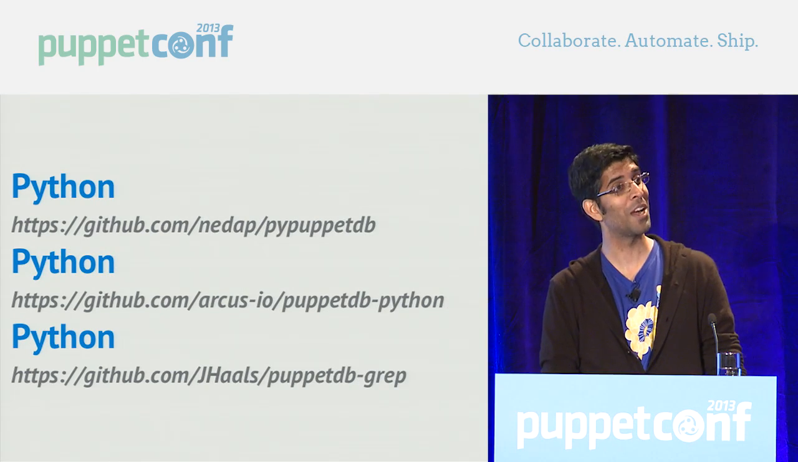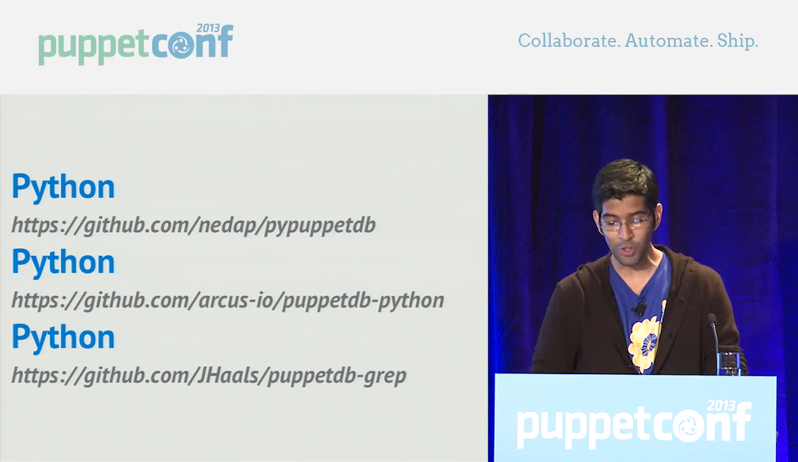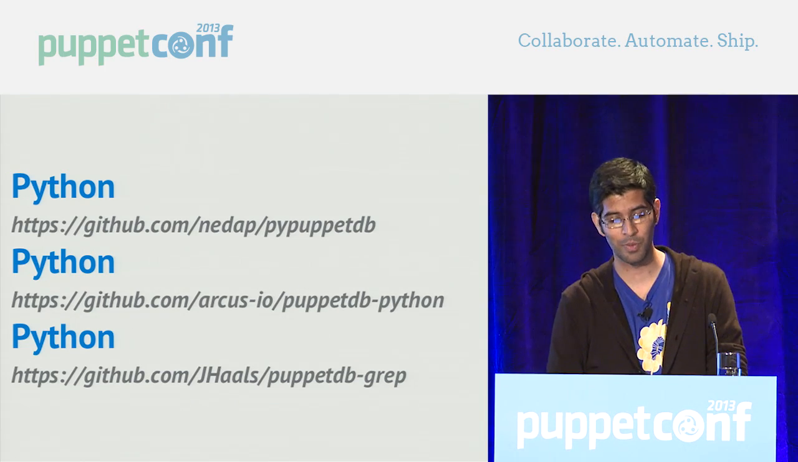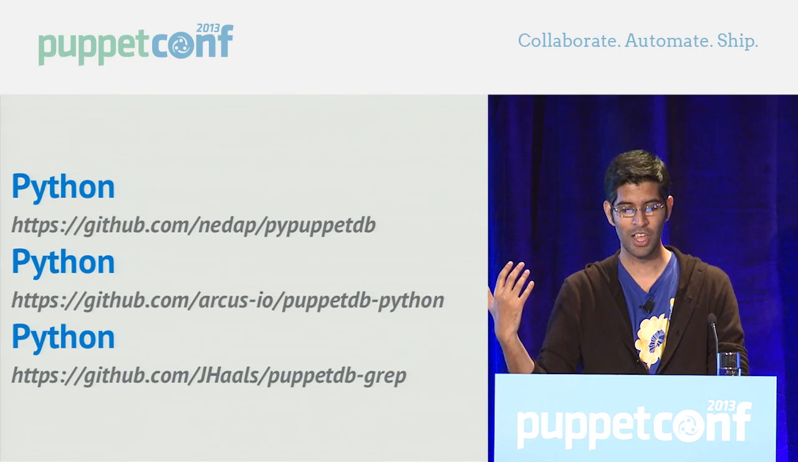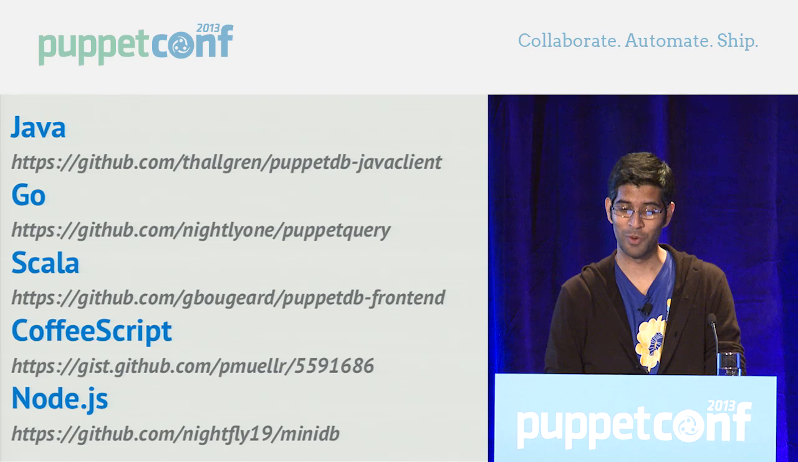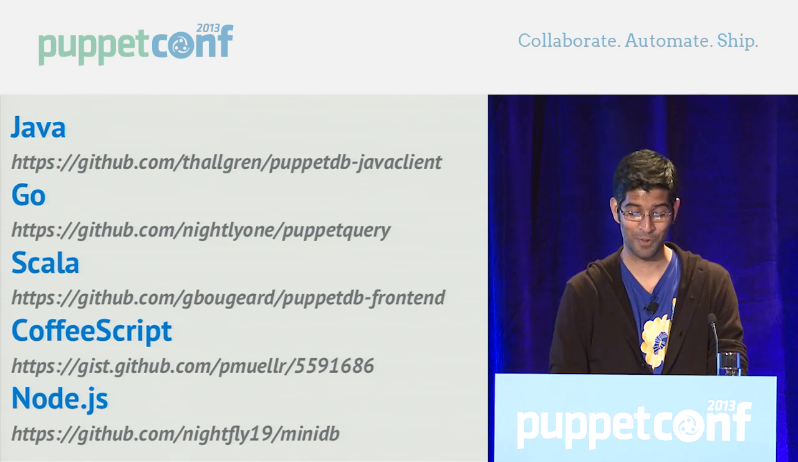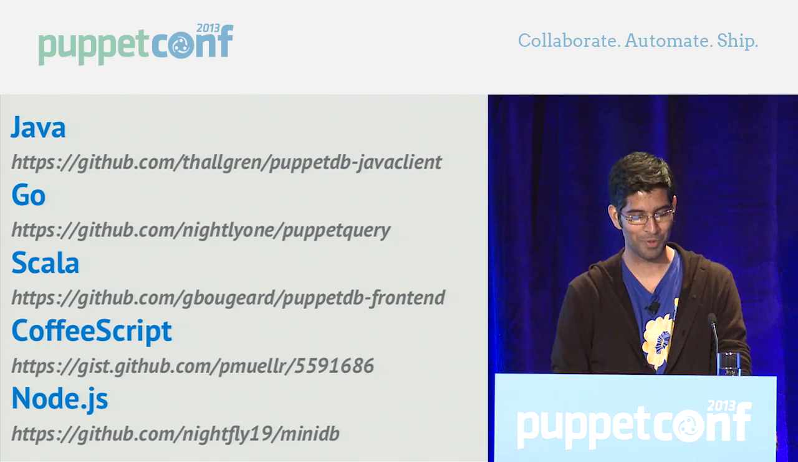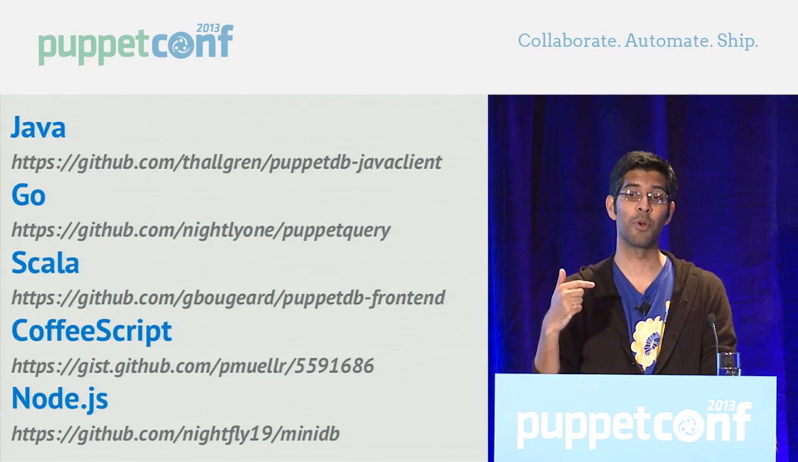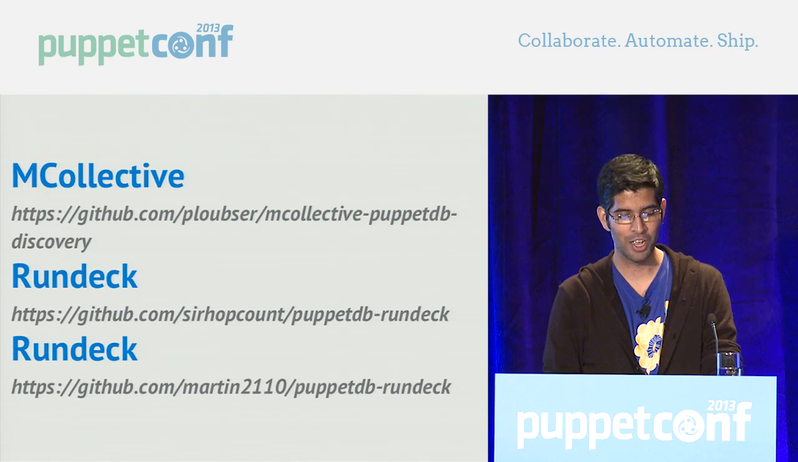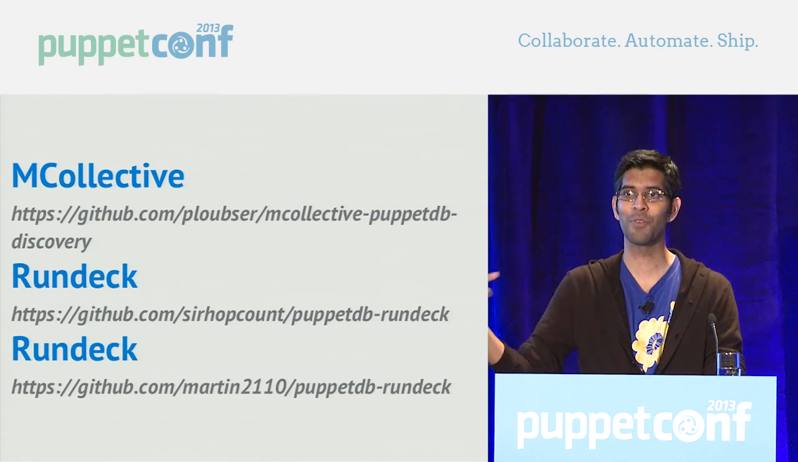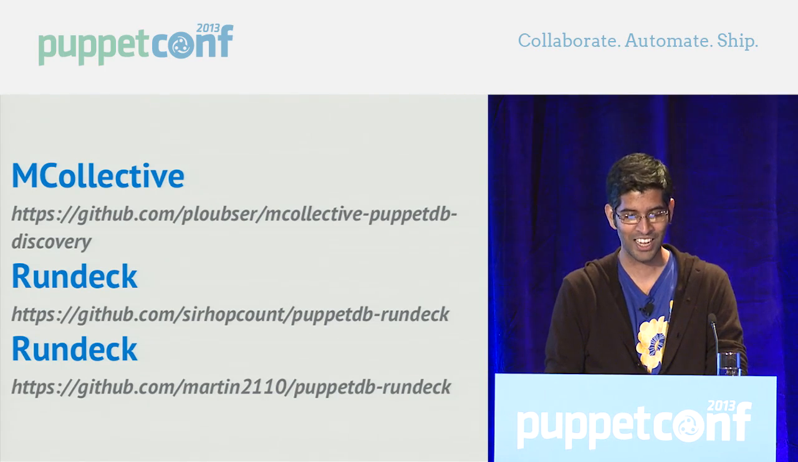There are at least 3 different Python bindings. The one that's used in PuppetBoard is actually the one on the top. It's pretty good. I highly recommend it. There are definitely some other ones and some ancillary tools, like grep programs, that are also written. There are bindings for Java, for Go, for Scala, and someone wrote a gist that has some CoffeeScript code that talks to it. There's a Node.js implementation of some of the protocol side of things. It's crazy. There's an mcollective discovery plugin that you could use today. There are 2 different orchestration plugins for Rundeck.